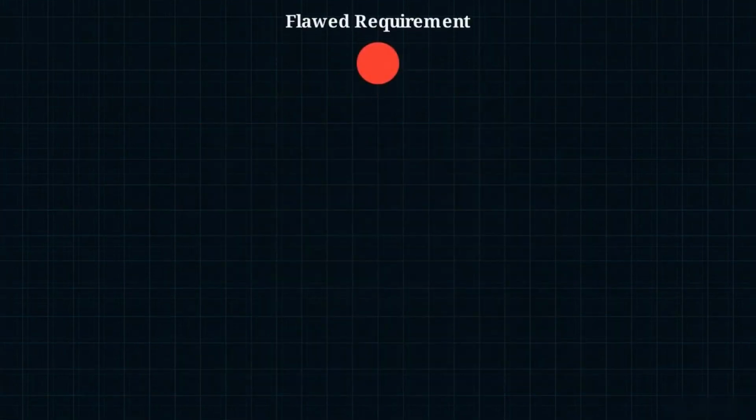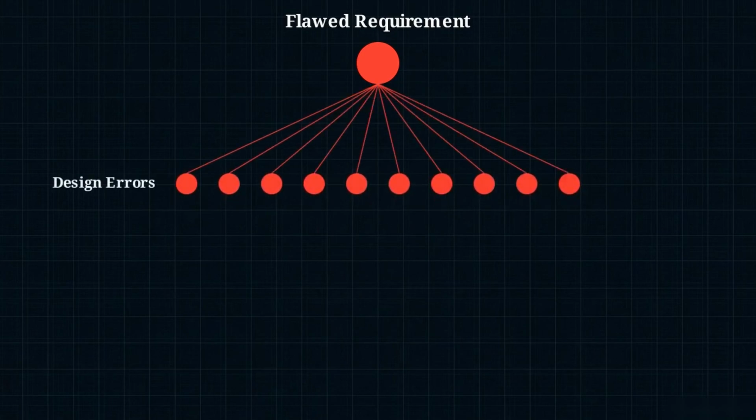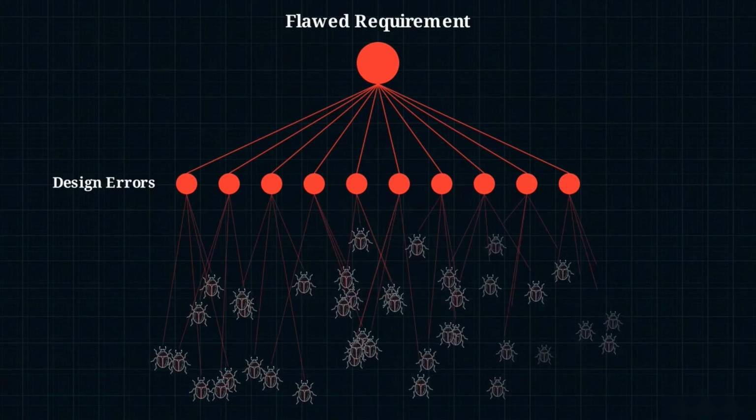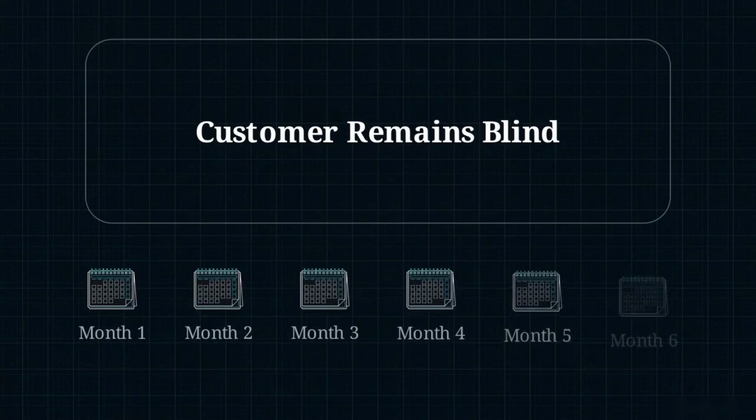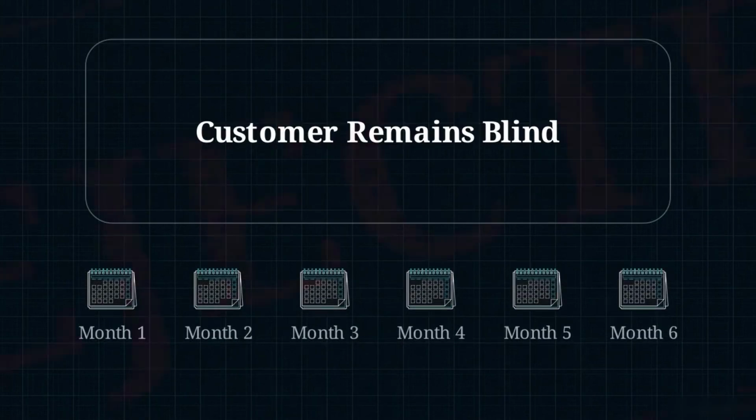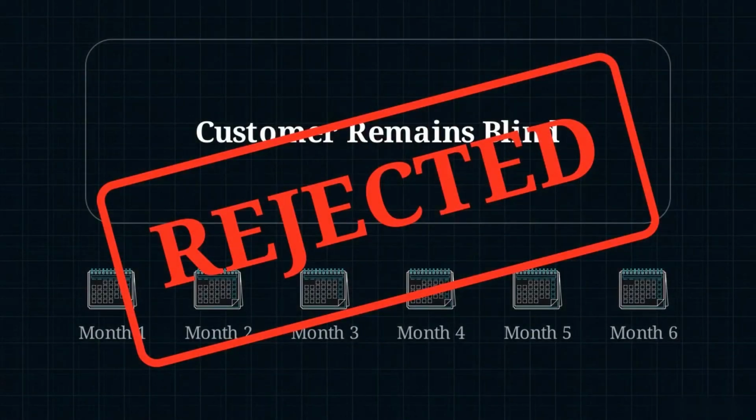This branching hierarchy shows the software translation. One flawed requirement multiplies into 10 flawed design nodes, cascading into hundreds of bugs during testing. Because deployment happens last, the customer remains blind for months. If rejected, immense effort is entirely wasted.